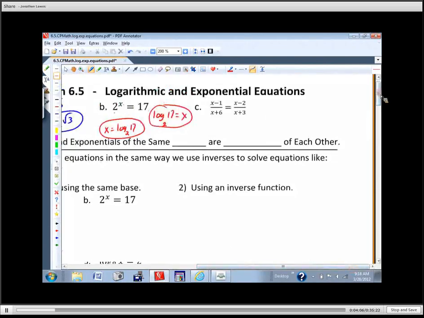Okay, does anybody remember how to solve this? This is called a proportion. When you have two fractions that are equal to each other. Yep.